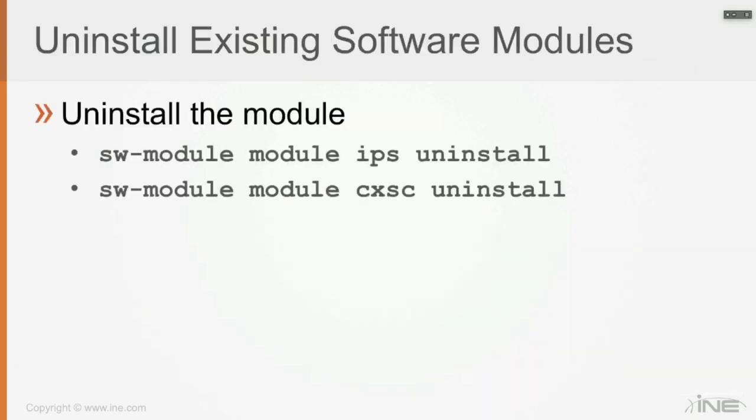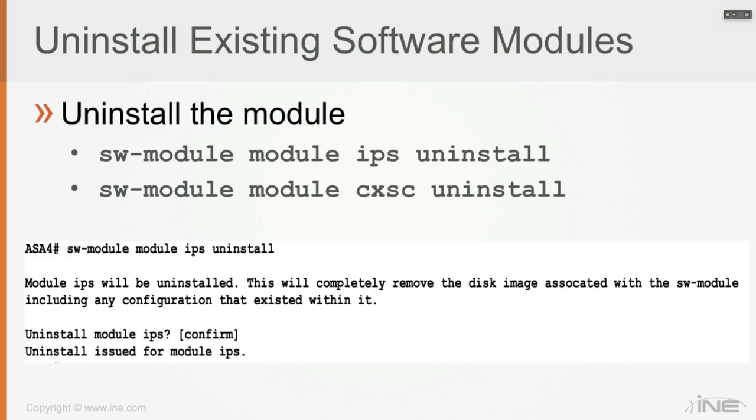Only afterwards do you move to the next step, which means finally you uninstall the module with one of those 2 commands, depending on which module was pre-installed. So, sw-module module IPS uninstall, or sw-module module CXSC uninstall. And I added here an example of that. It tells you it's going to uninstall IPS, and of course it is going to take a couple of minutes. It's going to take more time on the CX module than on the IPS module. It could take 5-10 minutes or so to completely uninstall it.